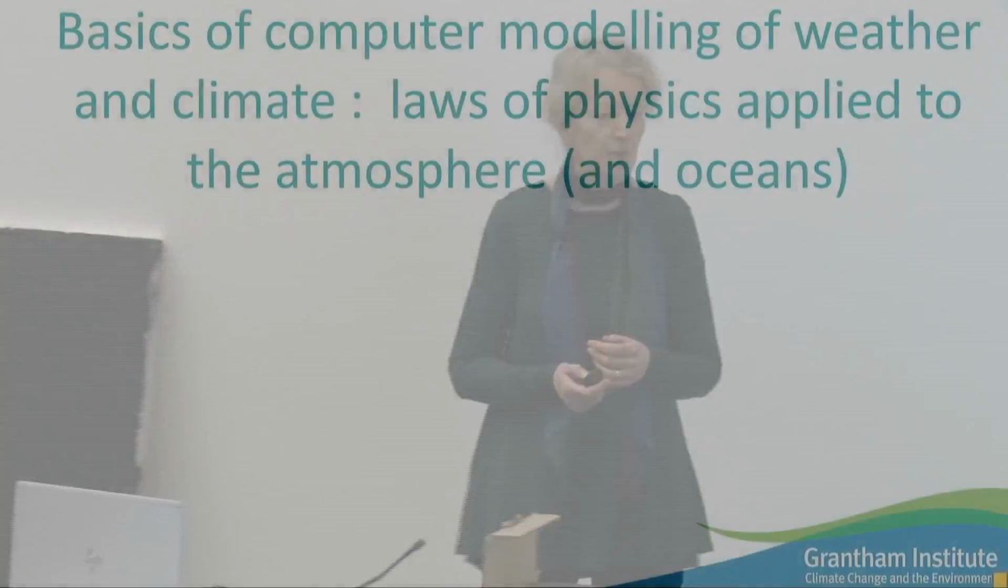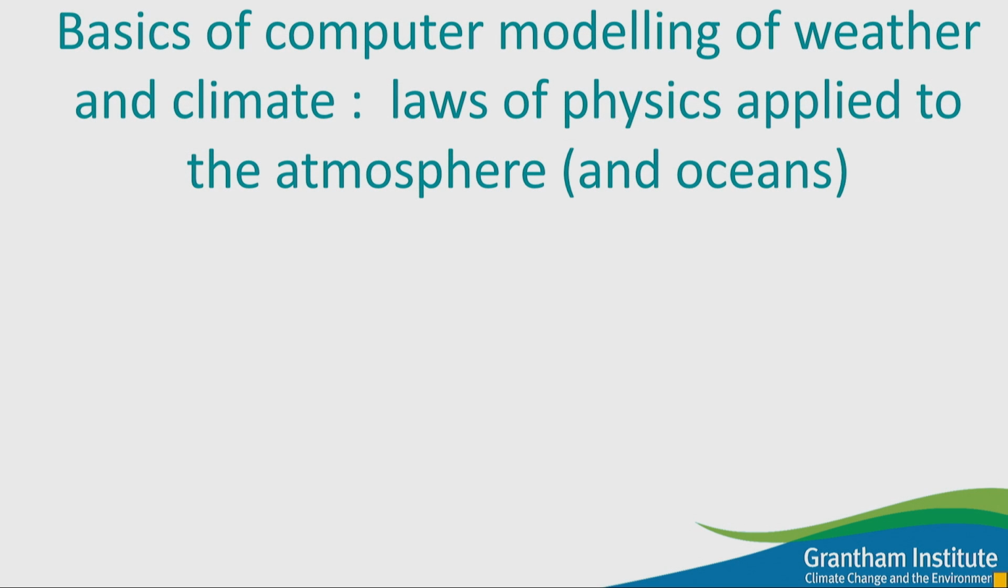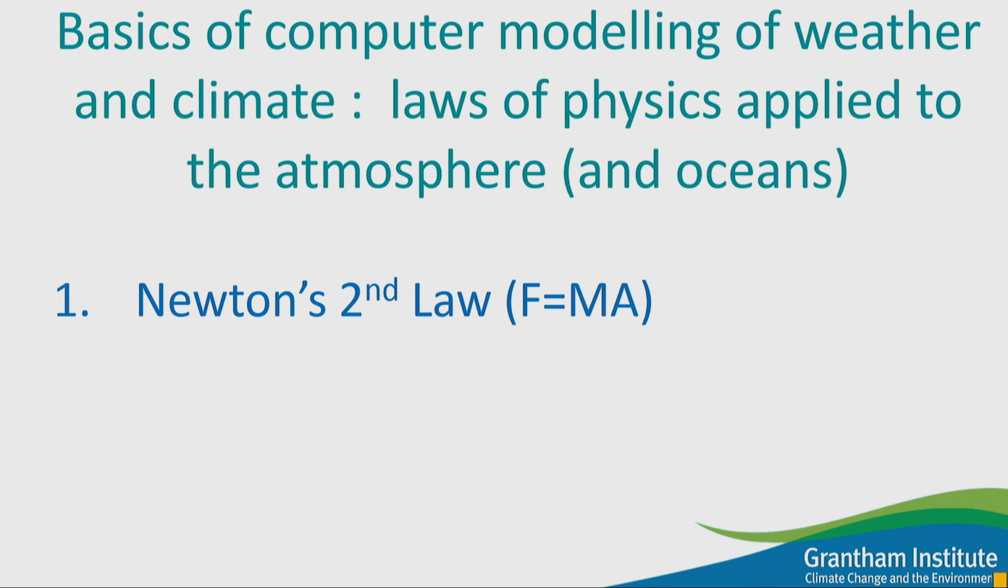So I was going to say a little bit about computer modelling. This is actually very, very simple in concept. You just write down some very basic laws of physics and you code them up for the computer. First is Newton's second law, which some of you may remember. Force is mass times acceleration. So you're looking at a parcel of air and you're thinking about the forces acting on it, which might be gravity, or it might be some pressure gradient in the atmosphere.